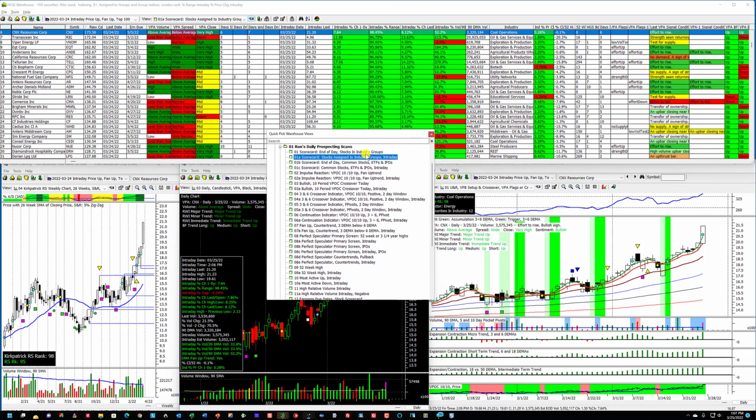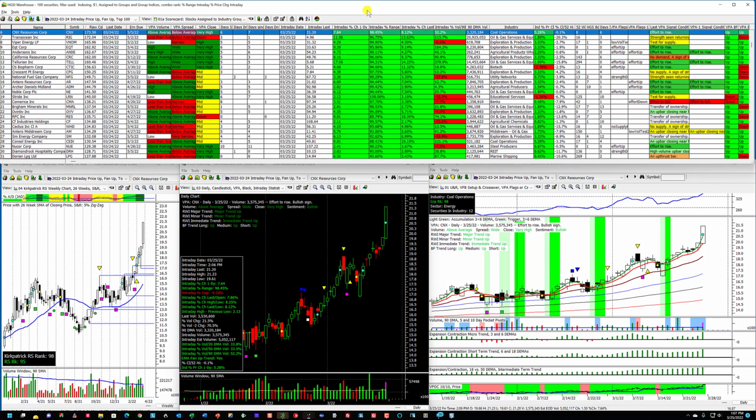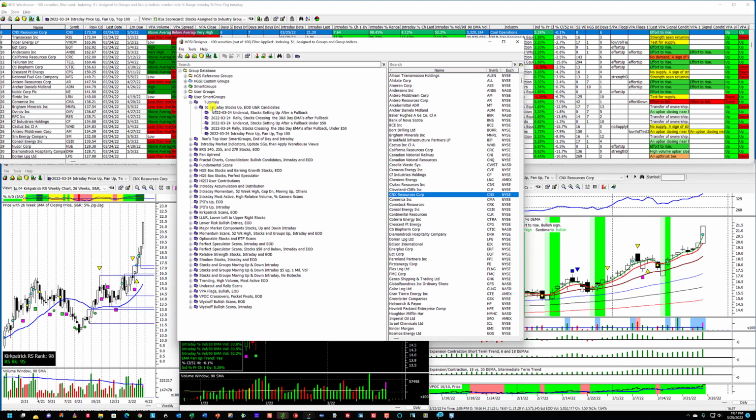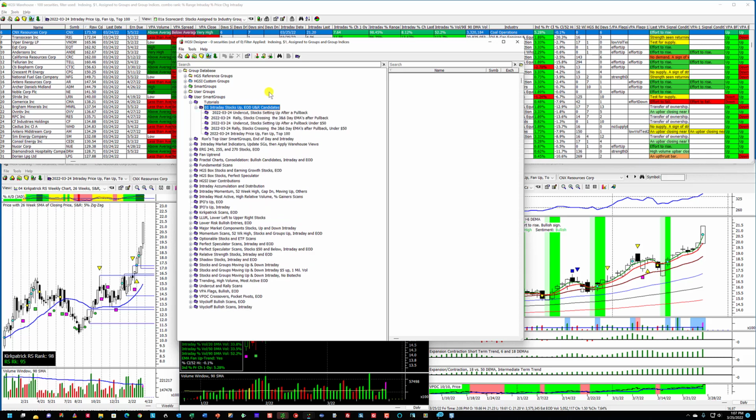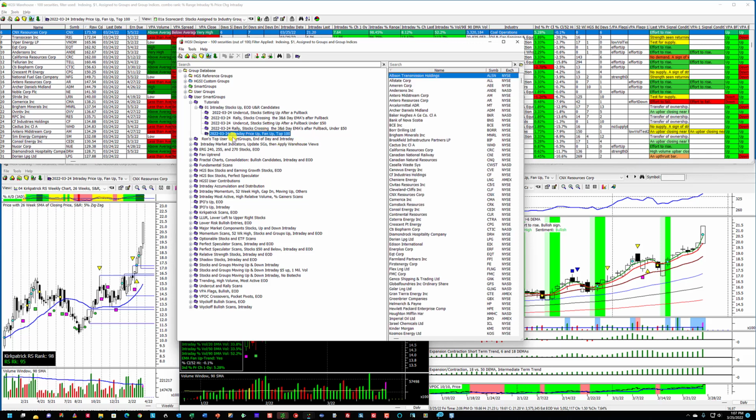Now, I'm in my standard scorecard view, Intraday. By the way, I'm rearranging my files, hopefully to make them a little bit more cohesive. And I'm not going to have that done this weekend, but I'll hopefully get it done next week. What I want to show you today is in the designer. This is a tutorial I did a few weeks ago. And the main thing I want to focus on is the intraday price up, fan up, top 100 stocks.